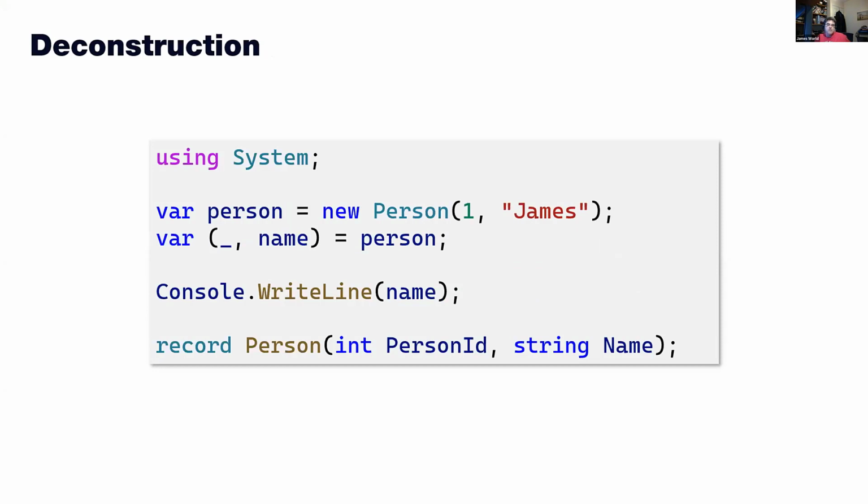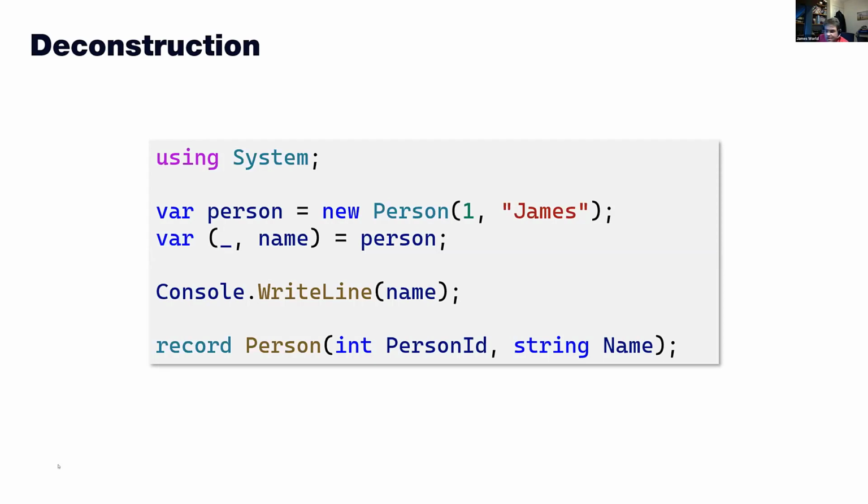And finally, you get the ability to deconstruct the record. So it's actually a feature that's existed in C# 8. If you create a deconstruct method, then you can allow a type to be decomposed into its constituent parts. In this case, record types will synthesize a deconstruct method for you that lines up with the parameter list that you've provided after the type name.